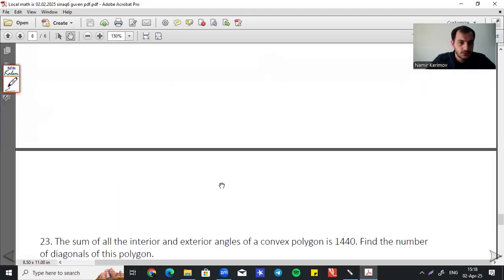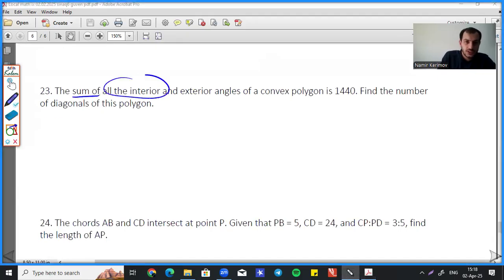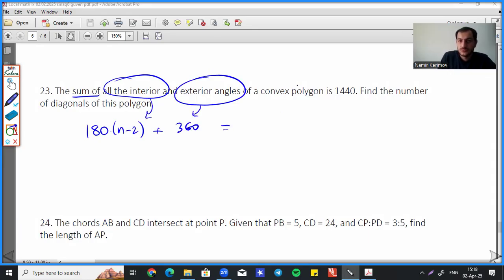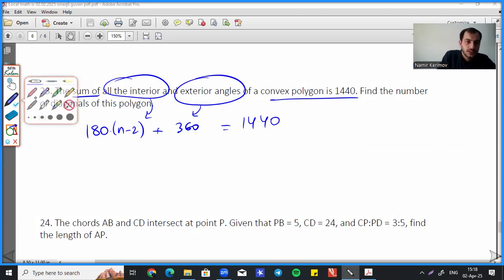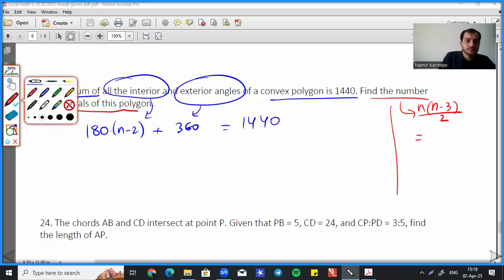And next question, 23. The sum of all interior angles, which we know is 180 times n minus 2, and sum of exterior angles, which is always 360, is equal to 1,440. Then we should find the number of diagonals. We know that the number of diagonals formula is n times n minus 3 divided by 2. So we should find the number of sides first.